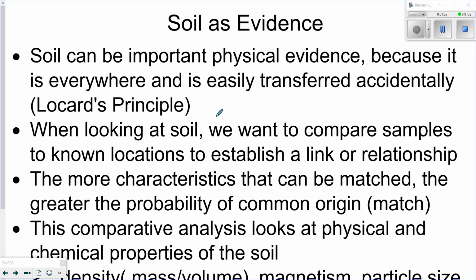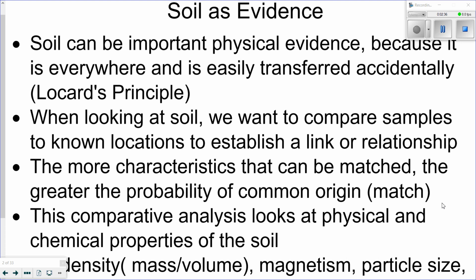And the more characteristics about that soil that can be matched, the greater the probability of common origin, or the greater match it is. So with soil, we're going to look at different factors like what it's made of, particle size, color, any chemicals that might be in there. The more factors we find that match up, the more likely those samples of soil came from the same source. This comparative analysis looks at both physical and chemical properties of the soil. So physical properties, remember, we can observe or measure without doing anything to the soil, whereas chemical properties are going to be some form of chemical reaction that occurs.